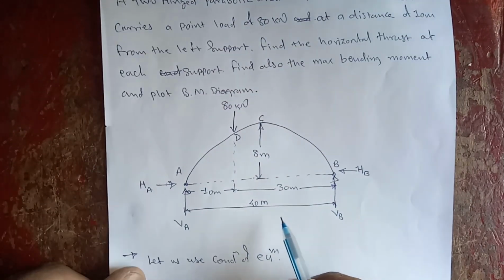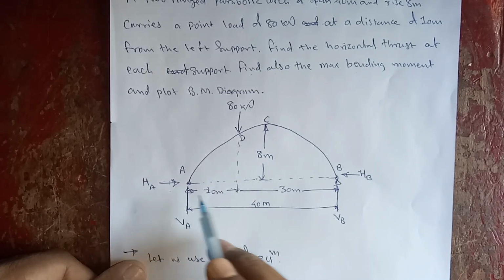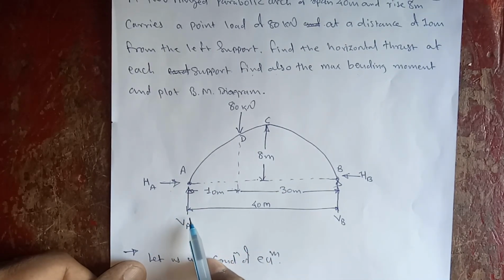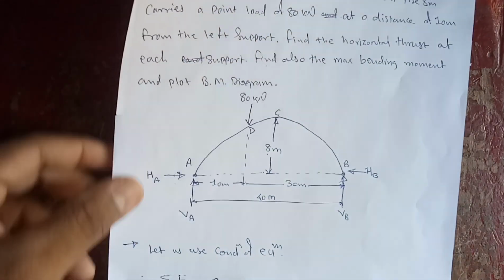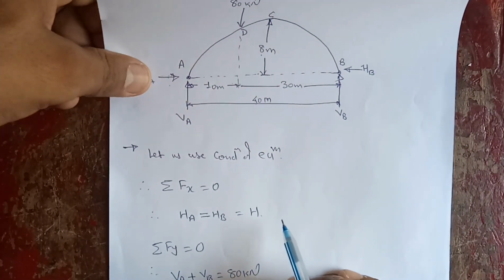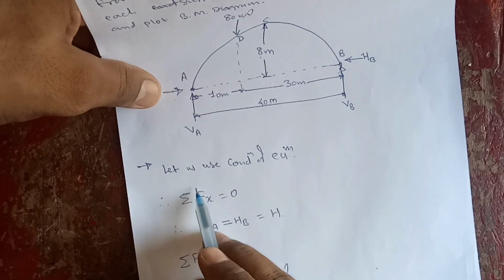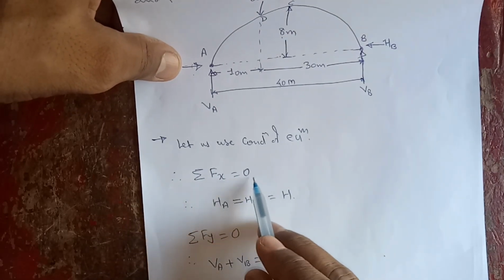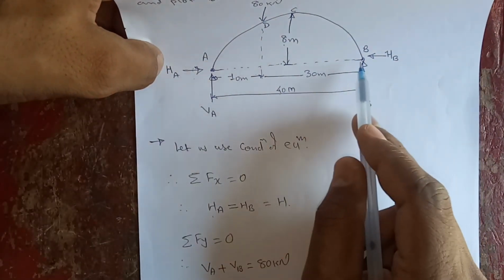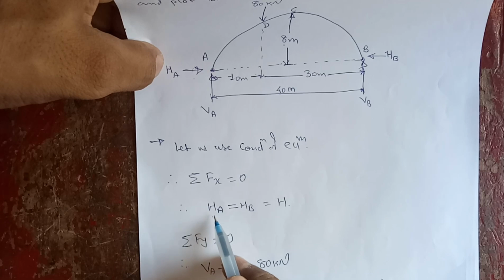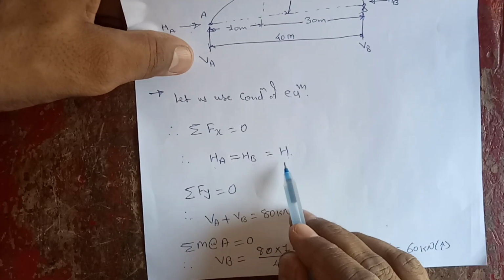So the point load is acting at a distance 10 meter from left support, and the span of the whole arch is 40 meter and the rise is 8 meter. So we'll directly use the equation to get the support reaction, and then we'll do the bending moment calculation. First we'll use the equilibrium condition, that is summation Fx equal to 0. Since there is no horizontal force and these two forces are acting in opposite directions, what we'll get is HA equal to HB, and I'm writing that as H. So we already know the equation for this H now.